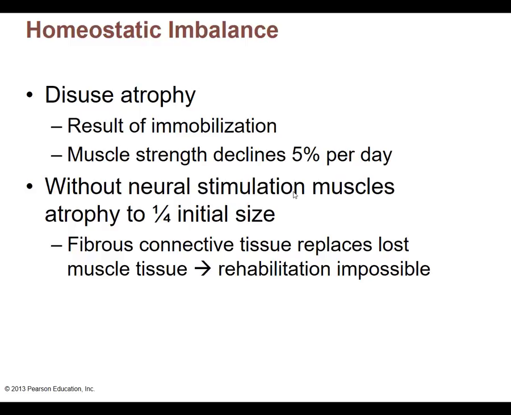Now, if you have no neurostimulation to your muscles, they will actually atrophy to about a quarter of their size. This can happen for people that have damage to their spinal cord, where there's absolutely no neurostimulation to their muscles whatsoever. Those muscles start to go away. They're not needed. What can also happen when there's no neurostimulation is that any of the connective tissue or muscle tissue itself gets replaced with a fibrous connective tissue. It's almost like a scar tissue.